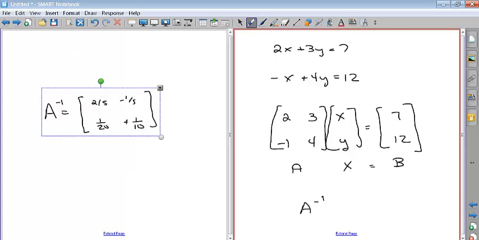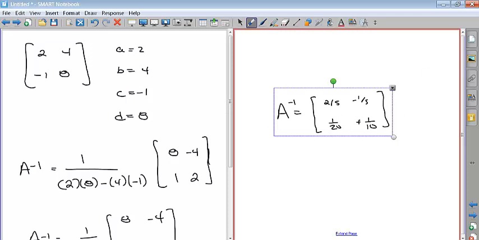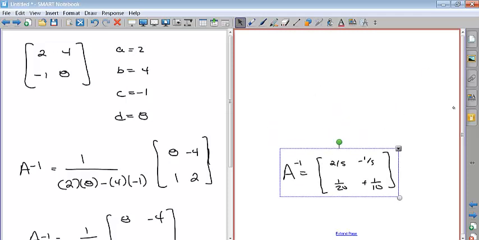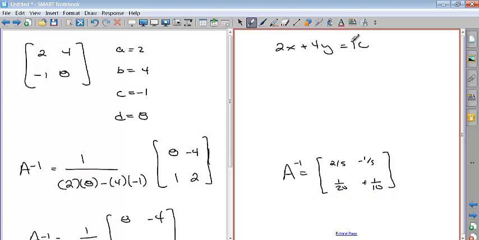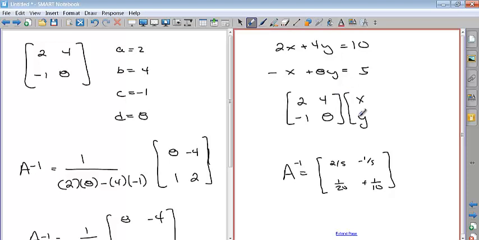So let's actually go back to this one, which we've used. If I had an equation that was 2x plus 4y is equal to 10, and negative x plus 8y is equal to 5, what I would do, well, first I could write this as a matrix equation, in matrix form. So you'll have that times x, y is equal to 10, 5.